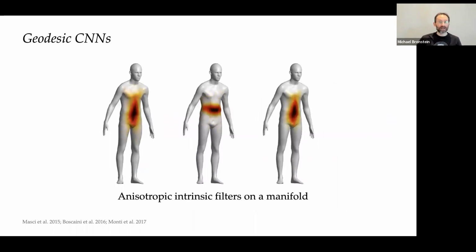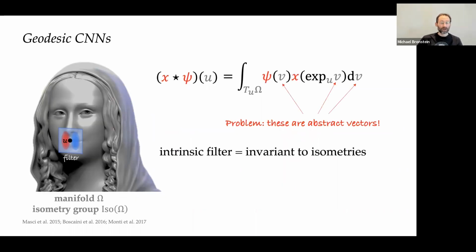And this was the first design of a convolution-like architecture on manifolds that we call geodesic CNN. That was a work from 2015. And here you can see how these different filters look. The problem is that there is a little bit of cheating here as well. One important thing that I didn't say is that because we are forced to work locally on the manifolds, we don't have a global system of coordinates. What appears here in this integral are abstract vectors. So I cannot actually represent them on the computer, right?